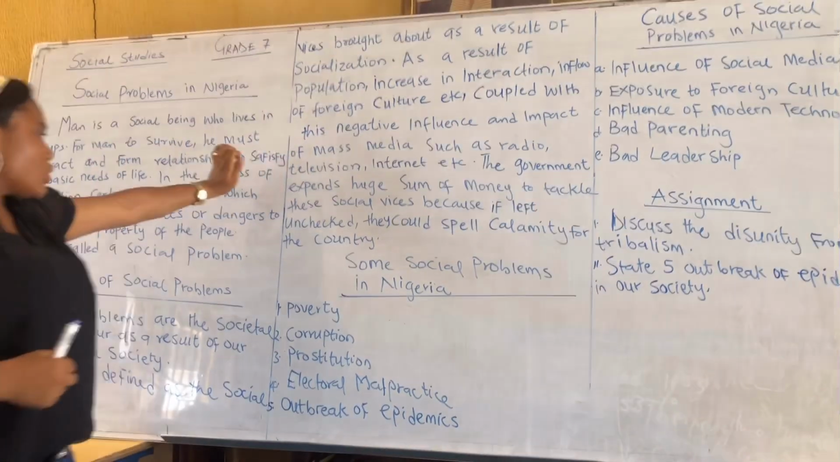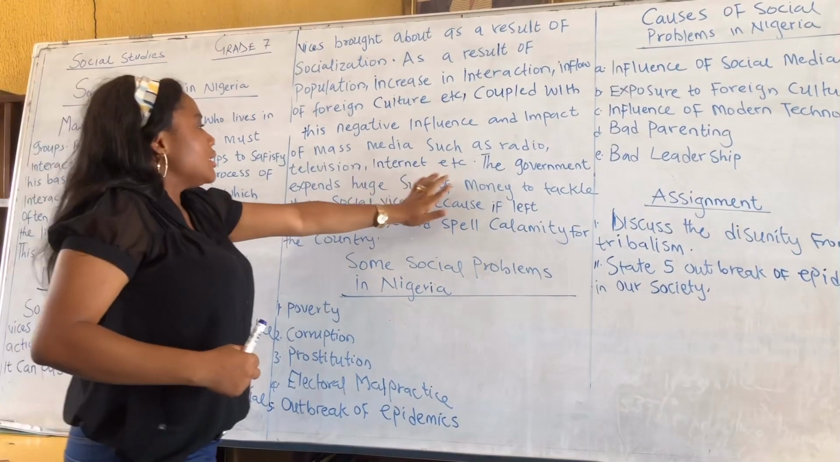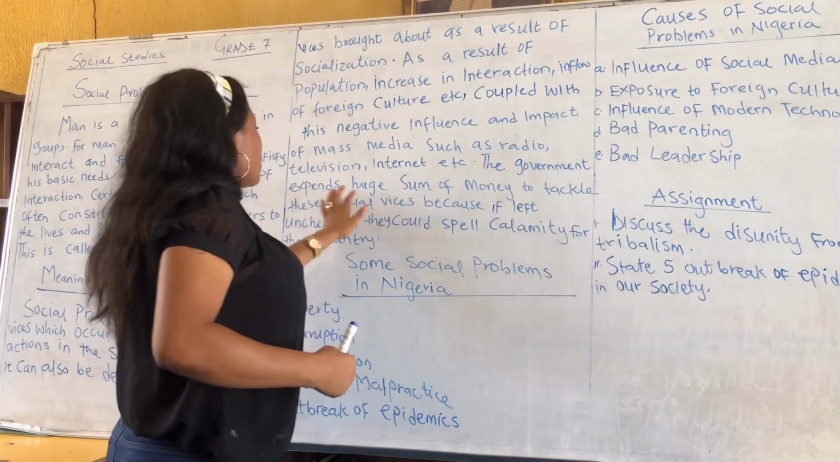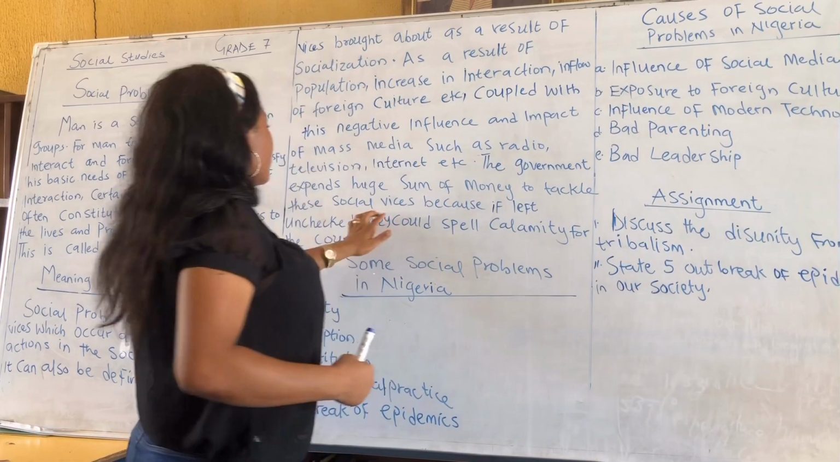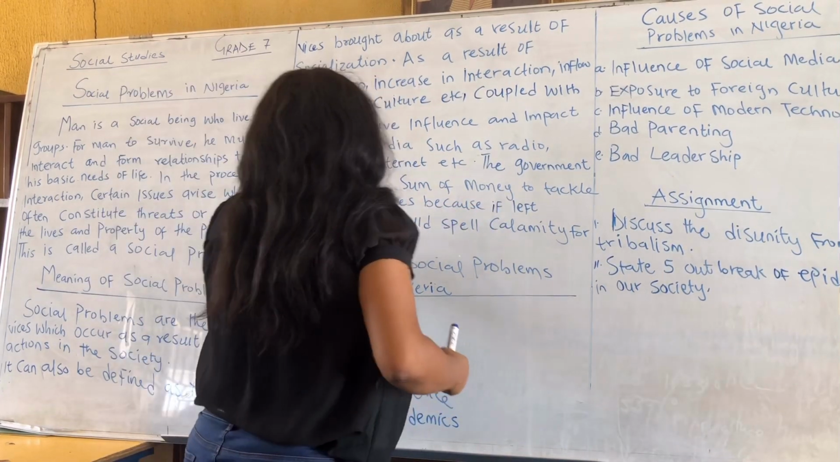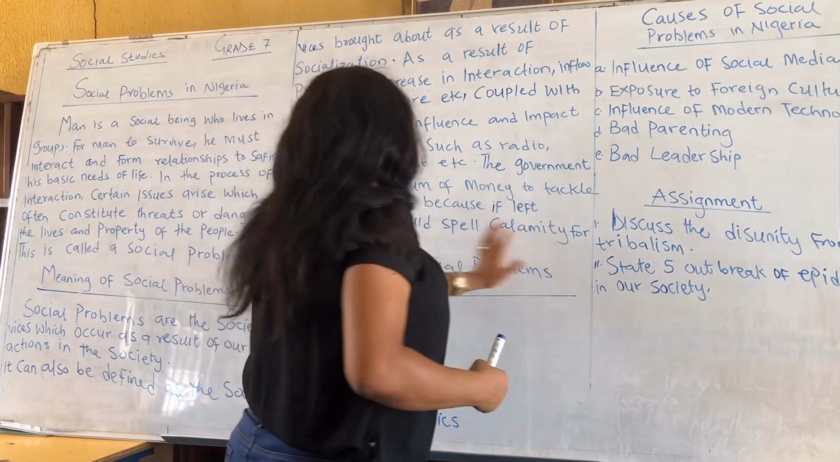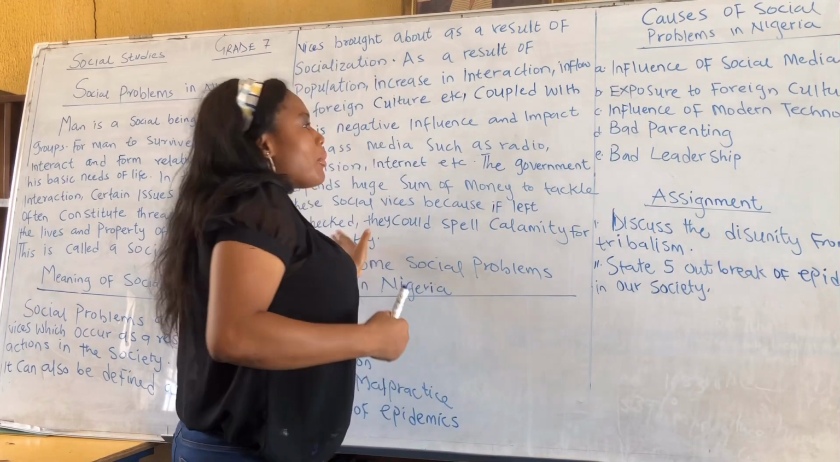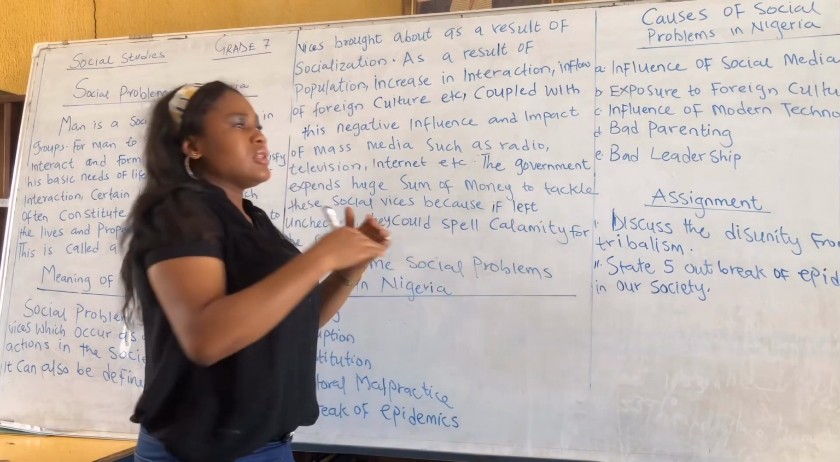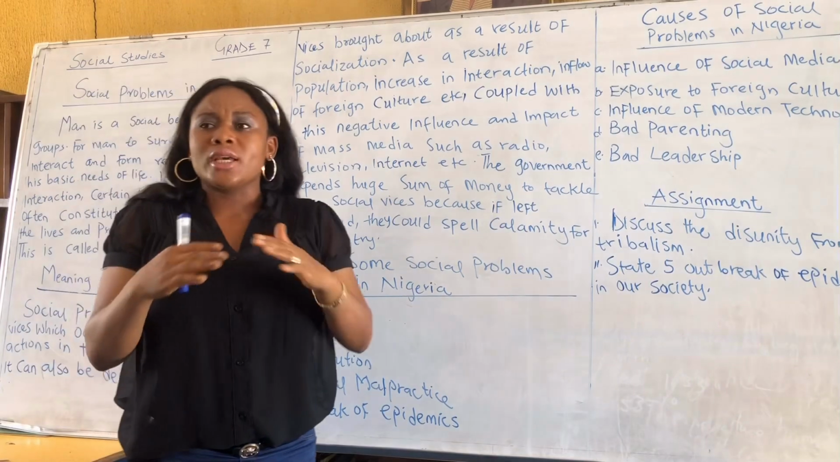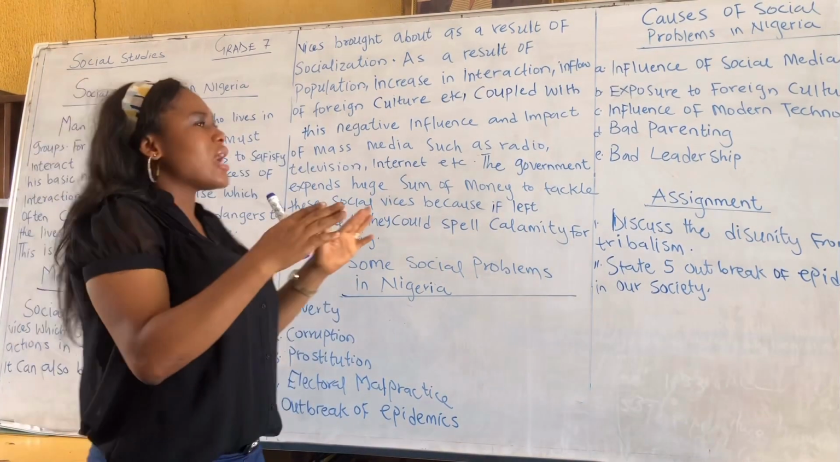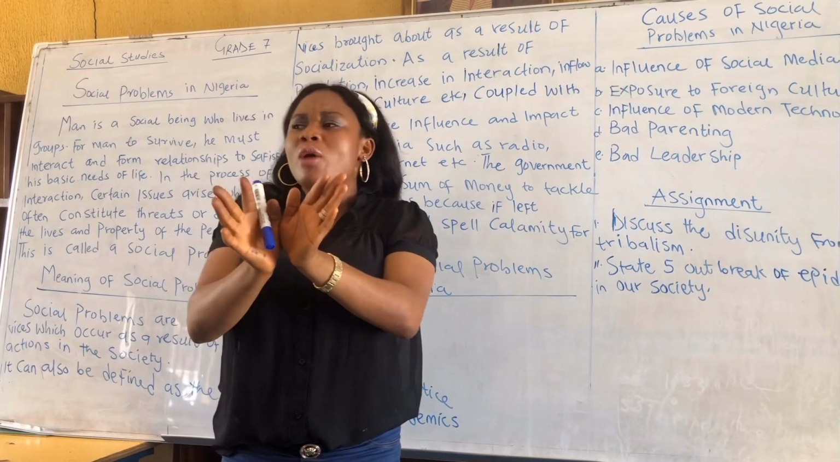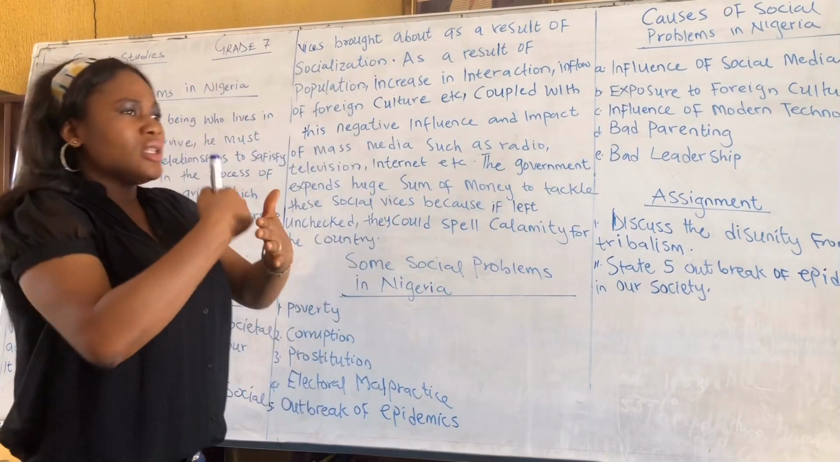Also, the government spends huge sums of money to tackle these social vices because if left unchecked, they could spell calamity for the country. Talk about calamity, that means it will bring problems to the society, and when you bring problems to society, sectors of the economy will be derailed and damaged.